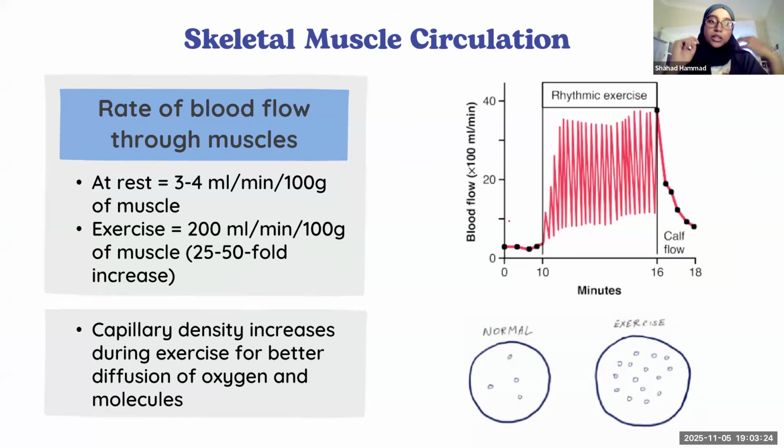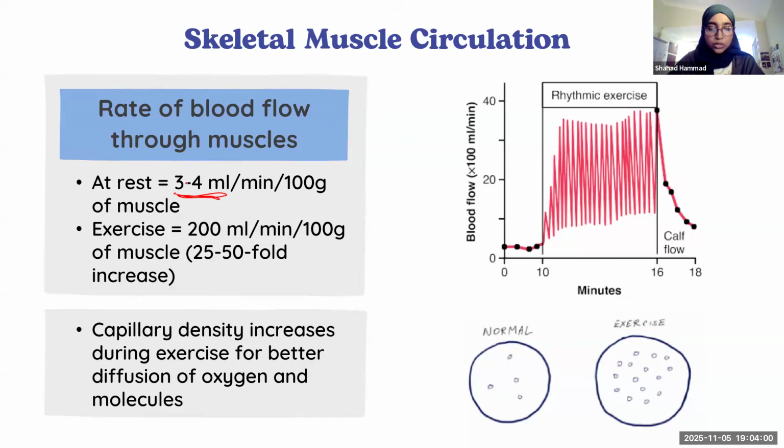The first thing I want you to know is the rate of blood flow in skeletal muscles. I want you to memorize these 2 numbers. At rest, the rate of blood flow, which is the amount of blood flowing in the muscles at a given time, is 3 to 4 milliliters per minute per 100 grams of muscle. You don't need to remember this long metric unit, just remember the number for now. Say right now you're listening to the lecture, sitting down, relaxing, your rate of blood flow in the skeletal muscles will be 3 to 4.